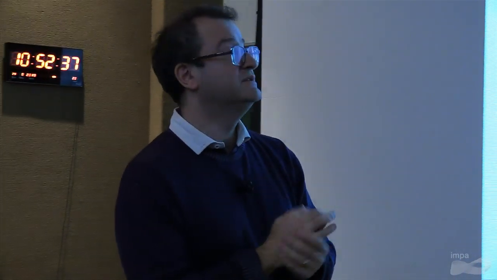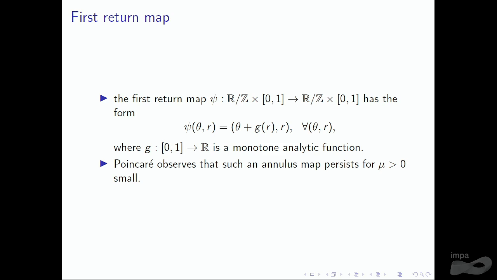That's very important for that theorem. And it will, again, with this small perturbation, have the twist condition. So if you have a theorem for annulus maps, which gives periodic orbits, then you might apply it to the three-body problem. That's what Poincaré studies.